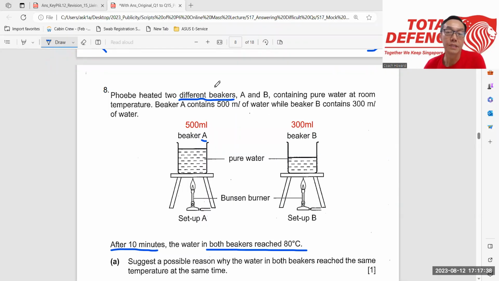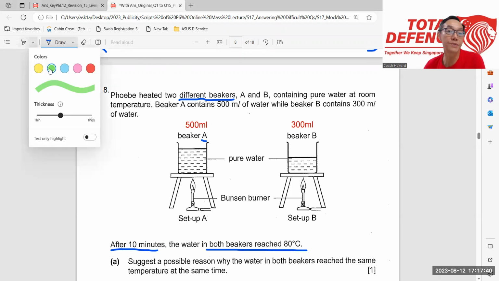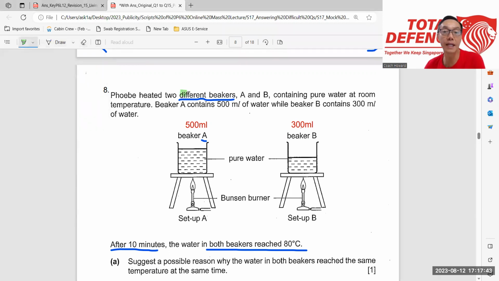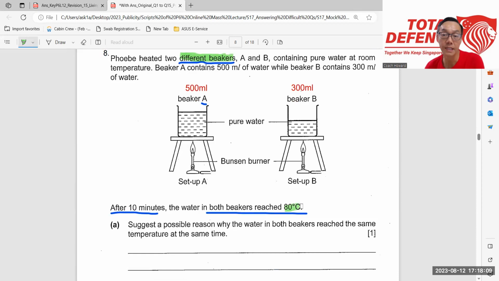Okay, next question. I want to highlight this part because many students did not highlight it, then they can't answer. Because they are two different beakers, meaning that they are of different materials. They contain pure water at room temperature. Here I annotate 500, and on the right hand side, I put 300. So logically, if there's less water with the same heat, beaker B should reach 80 degrees first. But they say after 10 minutes, both reach 80 degrees.